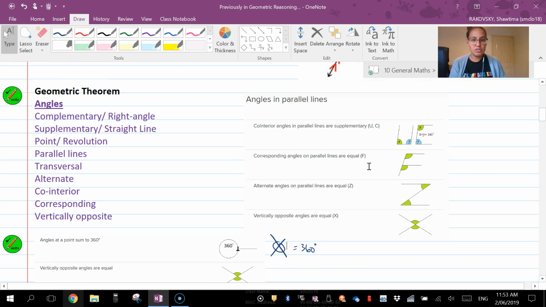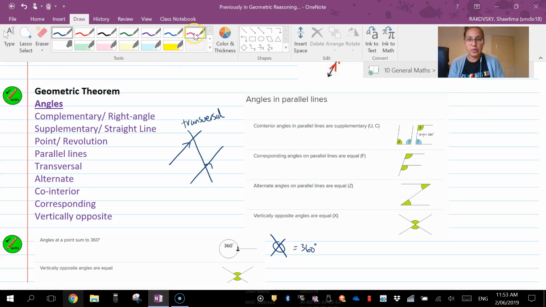Now, if you have two parallel lines and you cut them with a transversal, so that's your transversal, they're going to follow a certain set of rules. Your angles that are inside are co-interior. That's what this one means here. So they add up to 180 degrees. And that's because if you have a look here, these two angles are alternate. So this rule here, the opposite angles are equal.